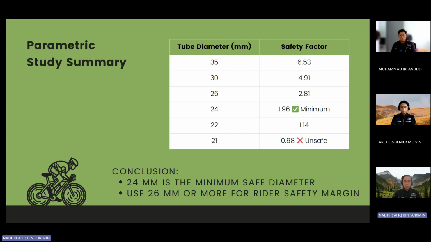For the conclusion, it means that 24 is the minimum safe diameter, and 26 or more is recommended for rider safety margin, because below that it is not safe.